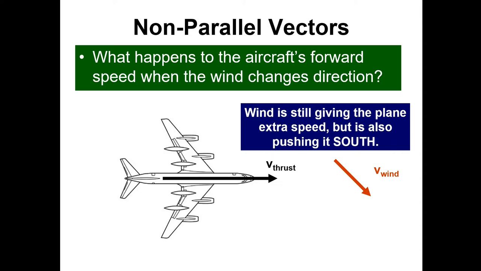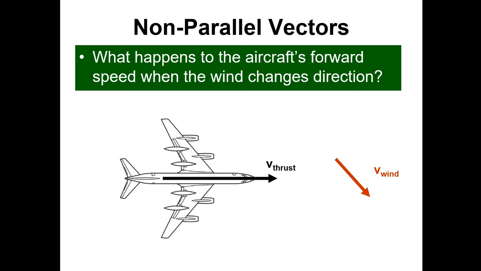So the part of the vector that is moving to the right will still help push the plane forward, making it overall faster, but the part of the vector moving down here will also be pushing the plane off track. So it will be moving quicker overall than if there was no wind, but it will also be pushed slightly off course.